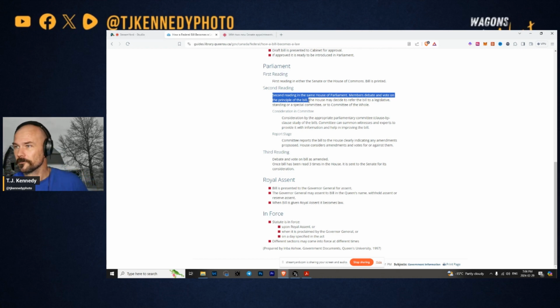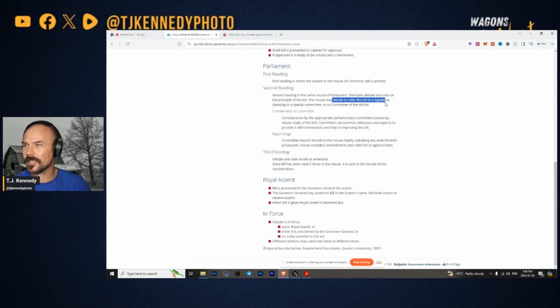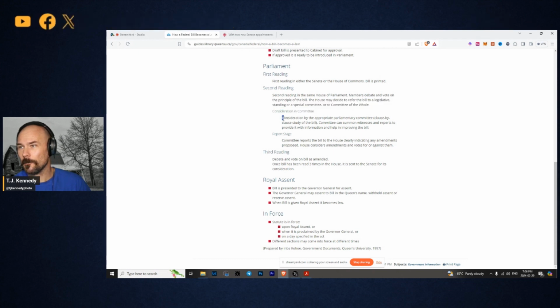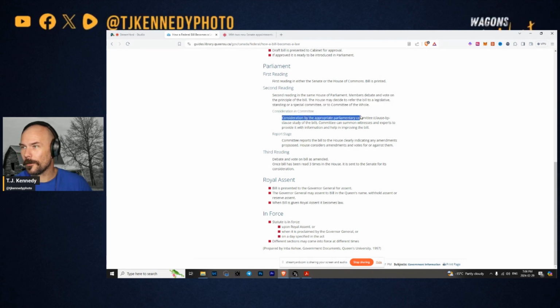Interesting. The House may decide to refer the bill to a legislative standing or to a special committee or to a committee of the whole. Further case study, further taxpayer dollars spent on people to talk about this legislation. Consideration in committee. So consideration by the appropriate parliamentary committee, clause by clause study of the bill. Committee can summon witnesses and experts to provide it with information and help in improving the bill.